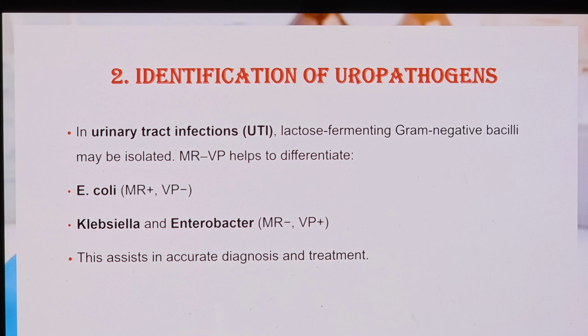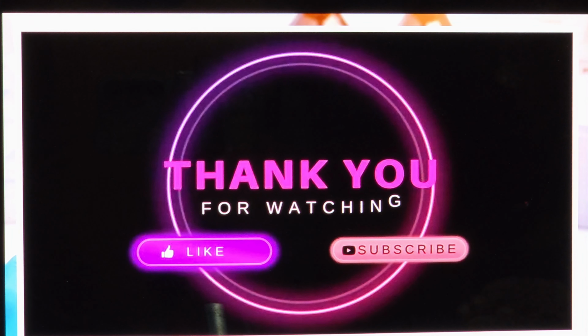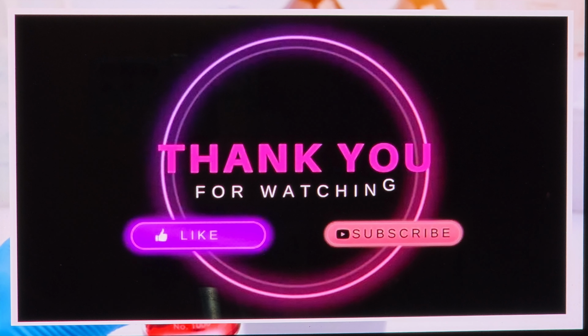Identification of uropathogens in UTI, lactose fermenting gram-negative bacilli may be isolated. MRVP helps to differentiate E. coli from Klebsiella and Enterobacter, which are MR negative and VP positive. So this assists in accurate diagnosis and treatment. Remember, in clinical microbiology, accurate identification begins with understanding the biochemical behavior of the microorganisms. Keep learning, keep correlating laboratory findings with clinical cases and make microbiology easy and meaningful.